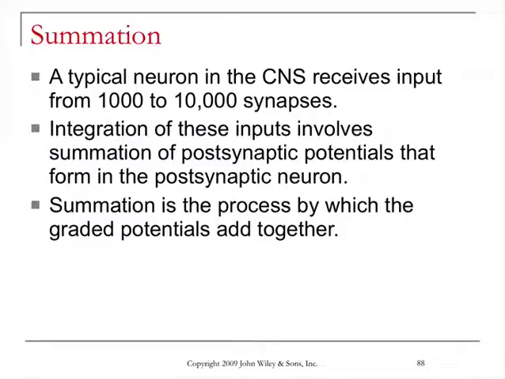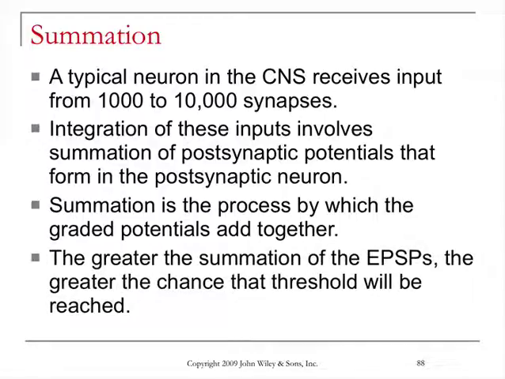So summation is the process by which the graded potentials add together. In other words, the excitatory and the inhibitory postsynaptic potentials are going to add up, and it's kind of just like basic math. If there are more excitatory messages than inhibitory, then there will be a message that will continue on down the line. But you'll remember that in order for the message to be sent by this one postsynaptic neuron, the graded potentials have to add up to threshold. So the greater the summation of the excitatory postsynaptic potentials, the greater the chance that threshold will be reached.